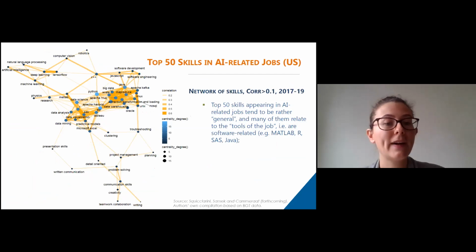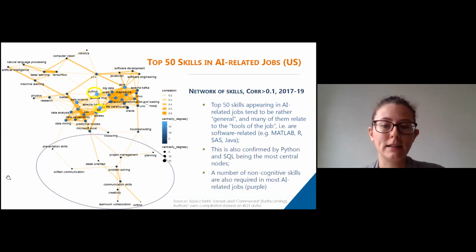And so the next and final question was, okay, so how are these AI skills linked to non-cognitive skills? And so what we've done here is we looked at the 50 most frequently demanded skills in the US again. And you can see that a lot of these skills tend to be so-called more general. They are often relating to rather tools of the job. So we have R and SAS in there. And next slide, please. And this is then also confirmed by the fact that we see Python and SQL that are really in the center. So again, here highlighted in yellow.